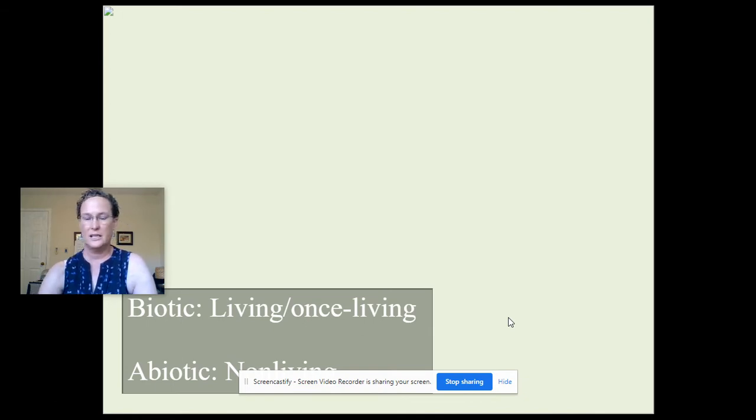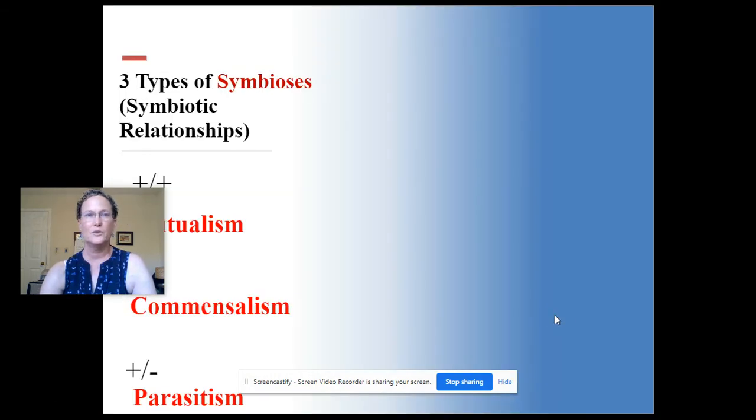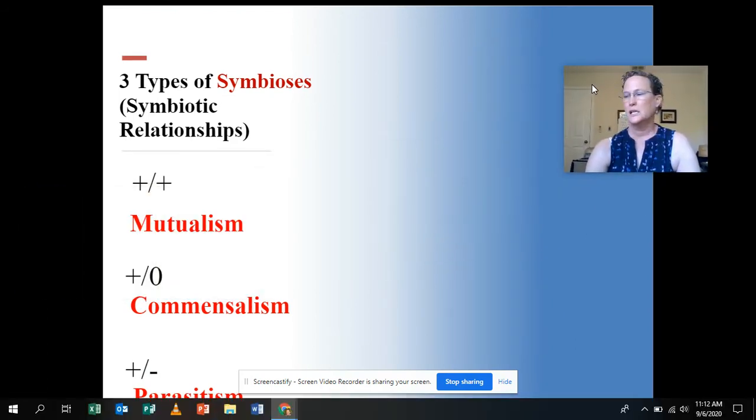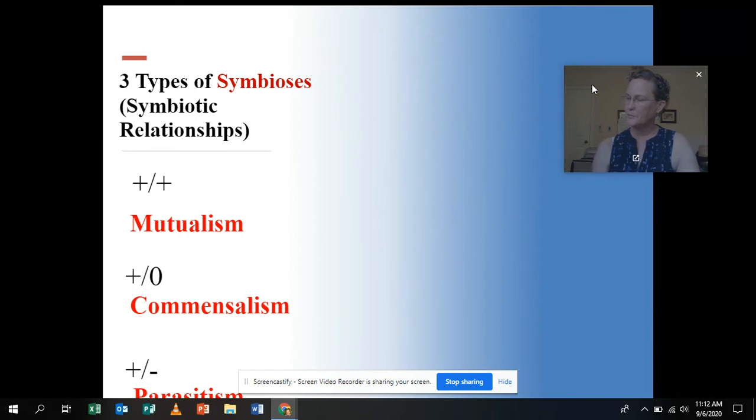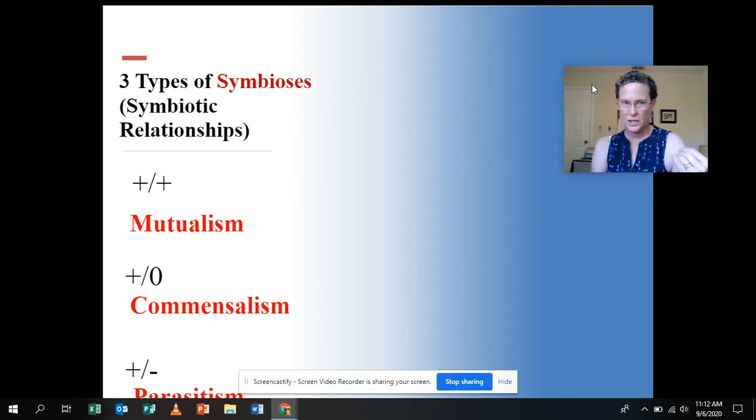So take a little bit of time to go through that. We're going to move on to 3 types of symbiosis. So animals interact with each other. Living things have symbiotic relationships. They interact with each other.